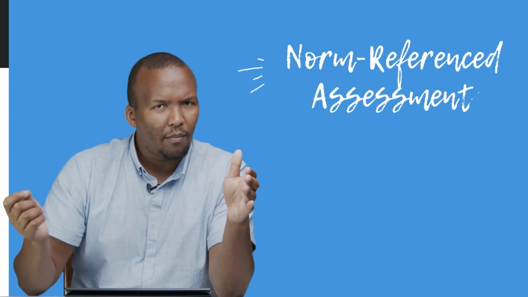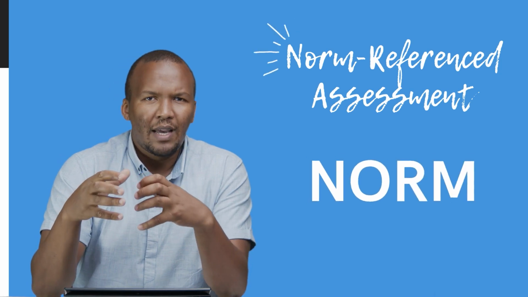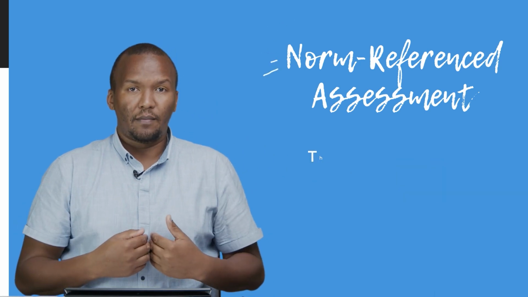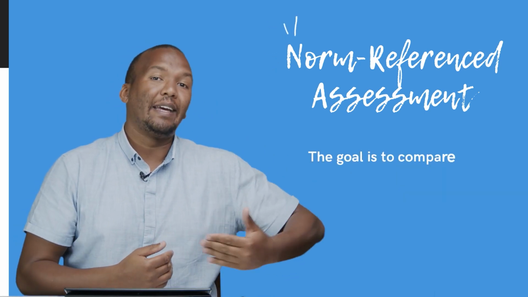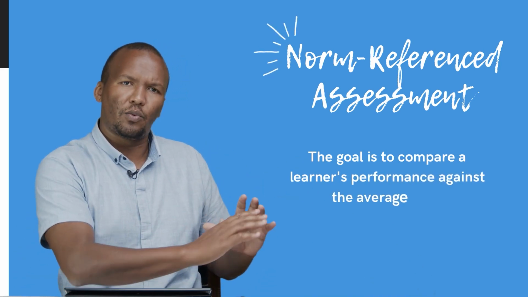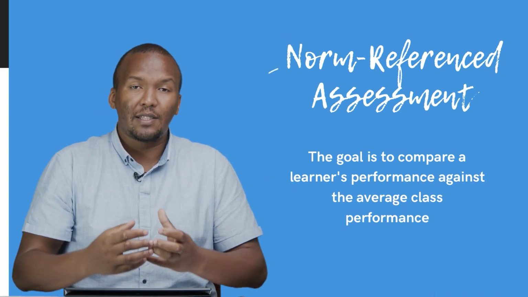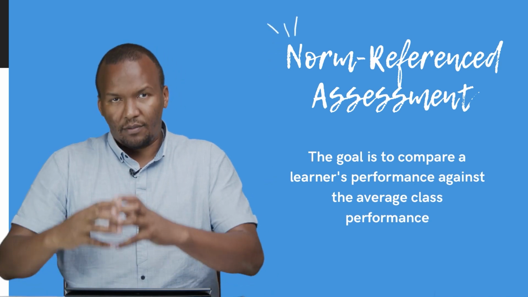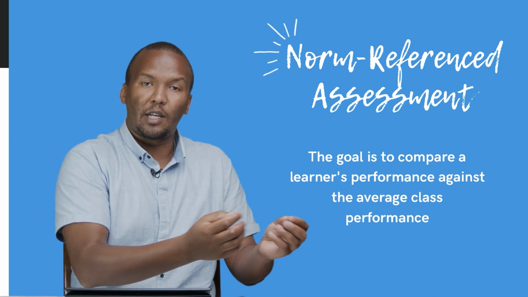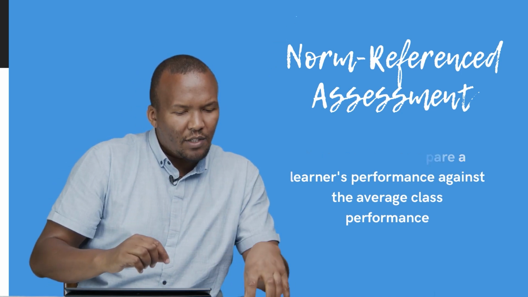Norm, N-O-R-M, normal. Norm-referenced assessments are basically assessments against others. So you're comparing how a student has performed against how others have performed. We're referencing to a normal. We're referencing to how the bigger population has performed. So norm-referenced assessment really is about comparing people directly to one another in terms of how they've performed this time.